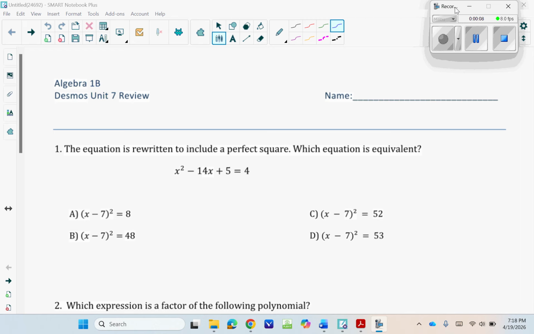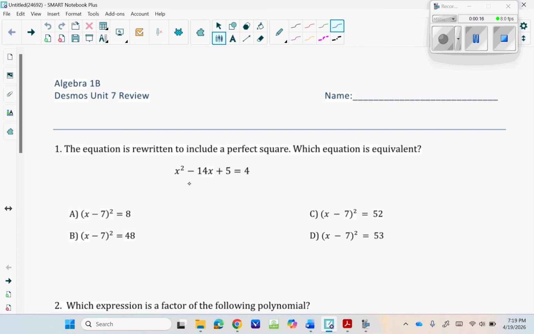I am going to flip-flop back and forth between Desmos and this sheet, but I wanted to start off with problem number one. What I would do first is type this in, and then type each one of these in to see which one overlaps the two lines that these create. So let me show you.